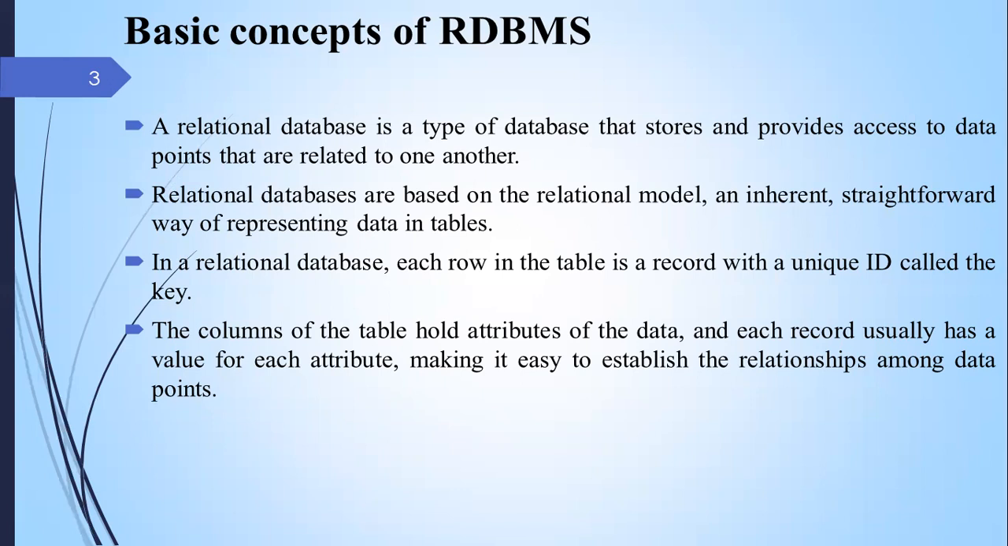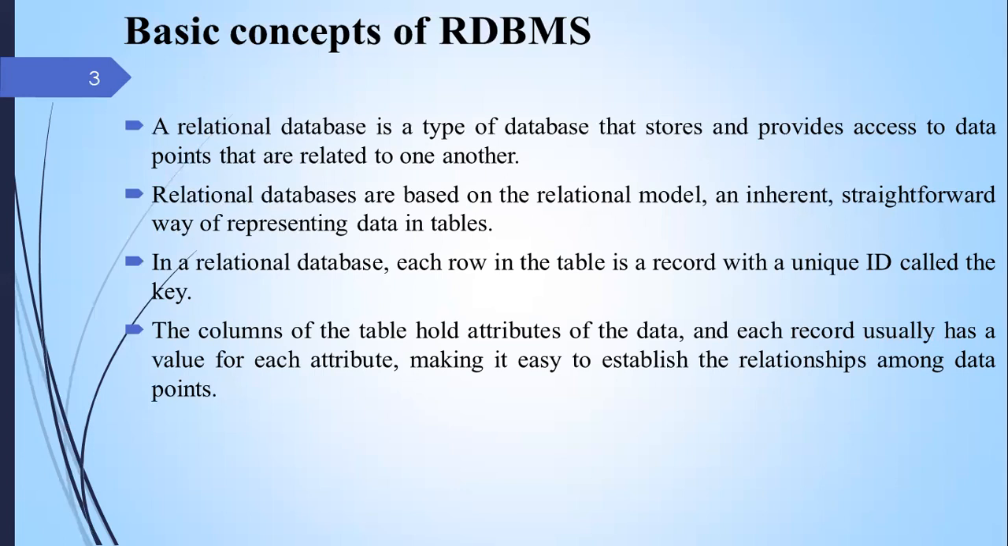In a relational database, each row in the table is a record with a unique ID called the key. Whenever we store any data in the relational database, each row acts as a record. So whenever someone asks what a record is, a record is nothing but a row, the data available in the row, with a unique ID called the key. So each record has a unique ID, and that ID is called the key. Later on, we are going to see the different keys in the relational database management system.